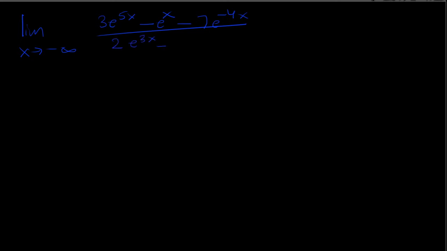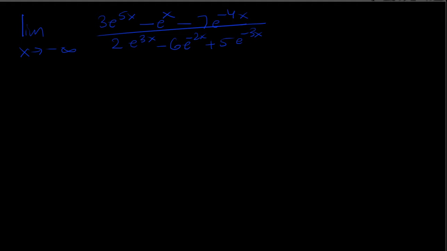I want to find the limit as x approaches negative infinity of (3e^(5x) - e^x - 7e^(-4x)) over (2e^(3x) - 6e^(-2x) + 5e^(-3x)). The first thing I'm going to do here is to identify which one is the most dominant term in the denominator.